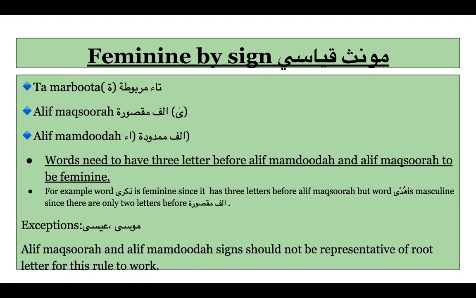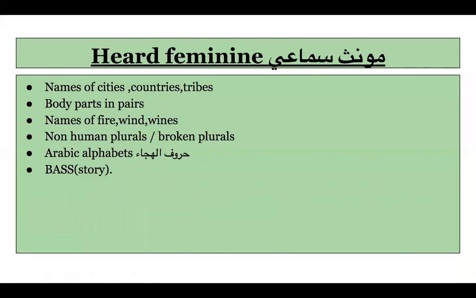Alif mamduda, ta marbuta, alif maqsura. Perfect. Okay. Most of you have answered. So now look at the 3rd category, which is the heard feminine, muannas samai.